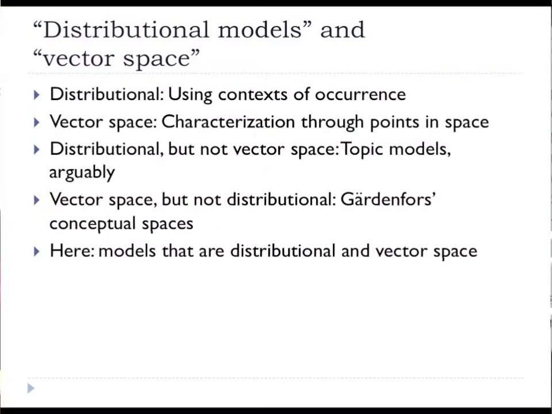The other way around, you can have models that describe words in a way that is a vector space, but that is not distributional. In particular, Gärdenfors' conceptual spaces use a space where you'd have a dimension like the brightness of a color or the degree to which a taste is sweet. So you can, again, describe entities in terms of this space, but that's not distributional. So here I'm going to be mainly concerned with models that are both distributional and vector space. And I'm just going to say vector space models for short.